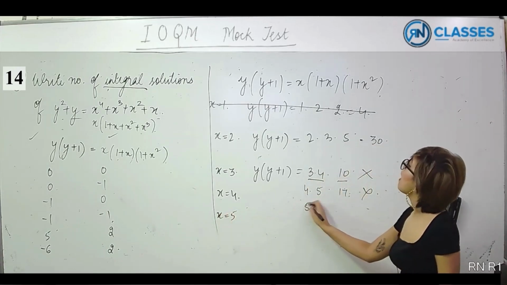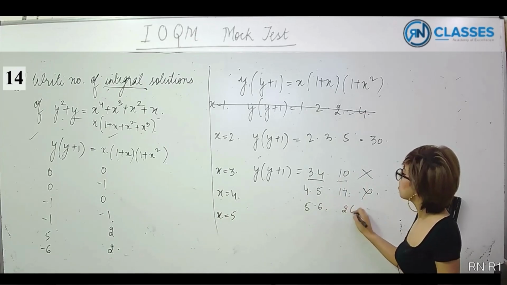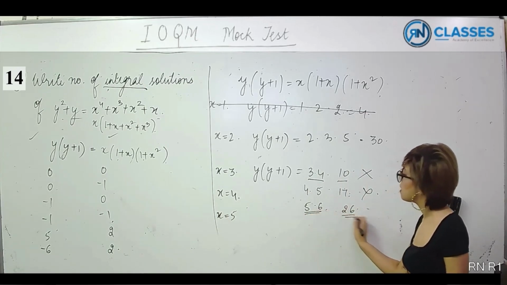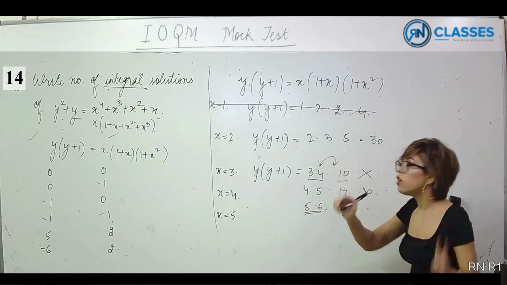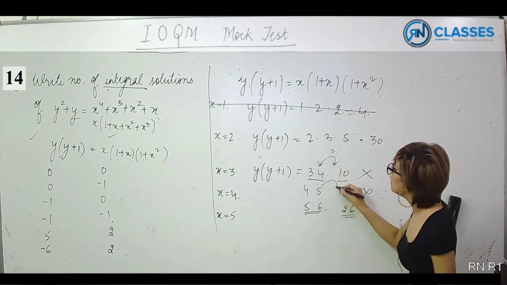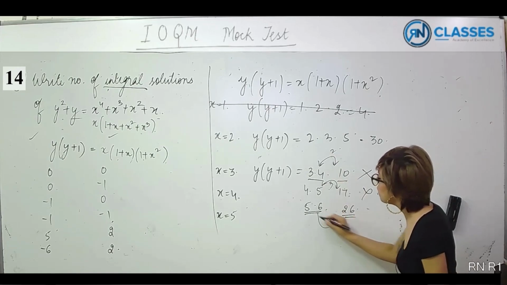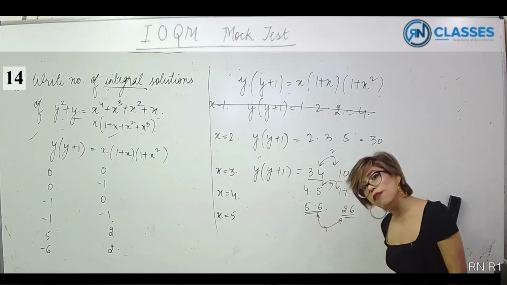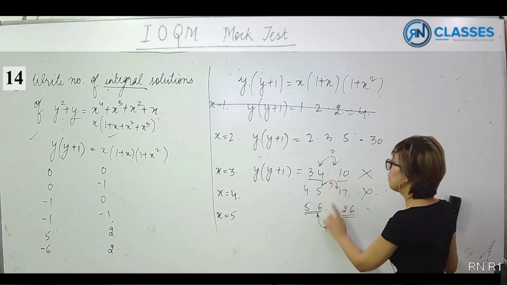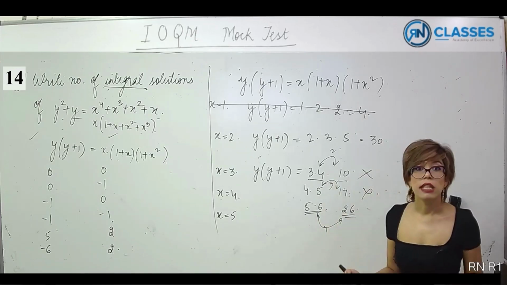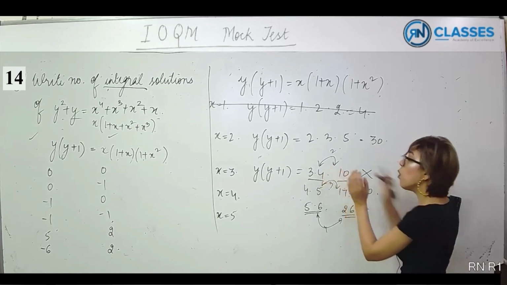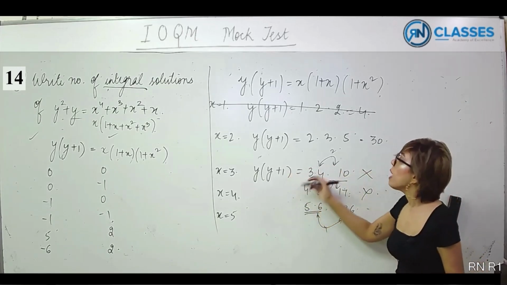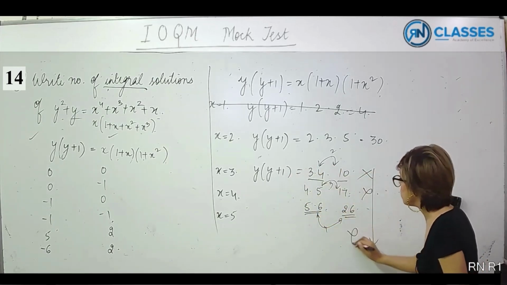X equal to 5. Then I write 5 into 6 into 26. Now, 30, 26. In fact, if you notice, here consecutive integers are not there. In fact, the difference is 2. Then the difference is 3. Then the difference is 4. And if you go forward, you can see that the difference is increasing. So that means the nearest two factors, in fact, are going apart from each other. So that means ahead I will not get any solution.